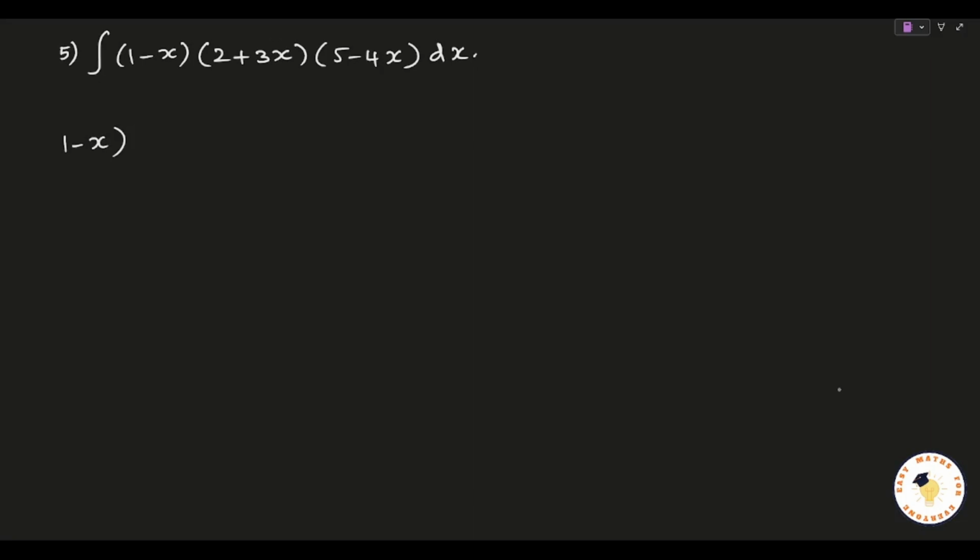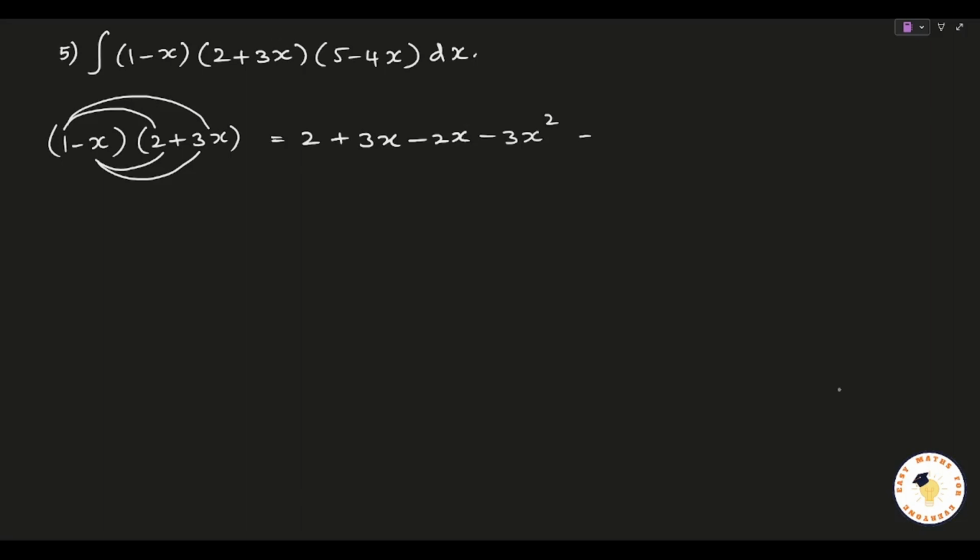1 minus x into 2 plus 3x equal to 1 time 2, 1 time 3x minus x time 2 minus x time 3x. This will be 1 into 2, 2, plus 1 into 3x is 3x, minus x into 2 will be minus 2x, minus x into 3x will be minus 3x square. Simplifying this further, we get 2 plus 3x minus 2x is x minus 3x square.